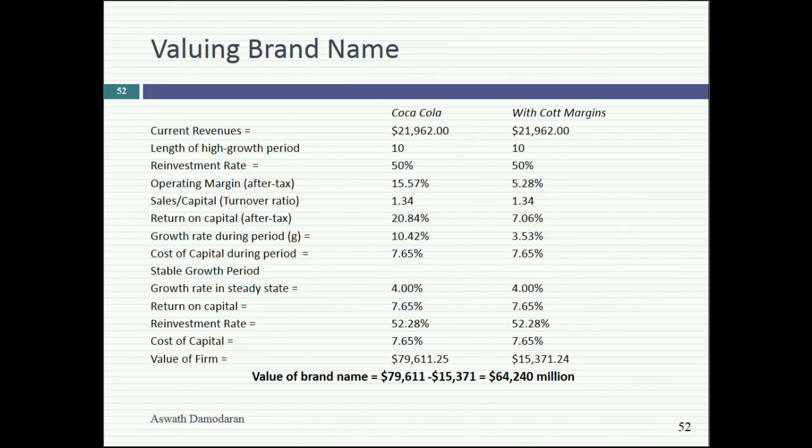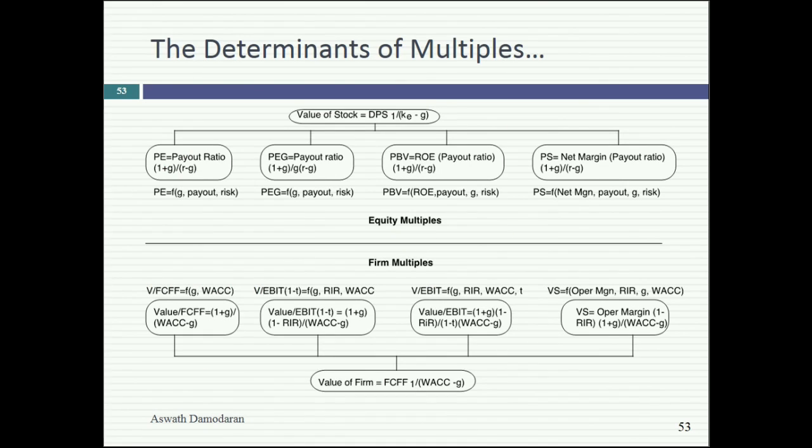So rather than continue down the path of taking multiple after multiple, I'm going to bring it all together in one page. Here's the way I think about the variables that drive multiples. At the top of the page, I take a dividend discount model. That same dividend discount model allowed me to look at PE ratios and PEG ratios, and I took you through the process. I've looked at PE, PEG, price to book. Essentially, you give me any equity multiple, and I'm going to go back to the dividend discount model and tell you the variables that drive that multiple.